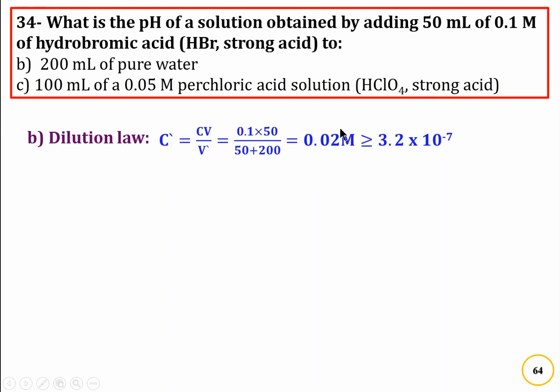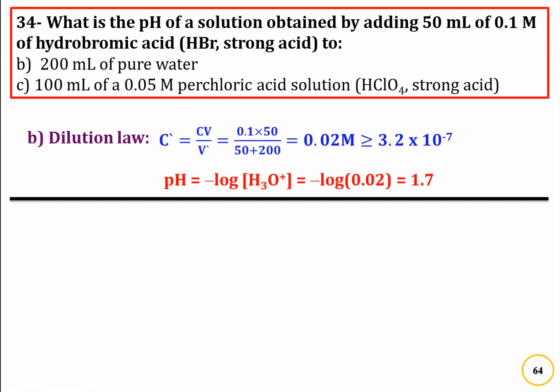So the pH of the solution depends on the condition of validity. The concentration is greater than or equal to 3.2 times 10 to the minus 7, so we apply directly the relation pH equals pC0, equals minus log [H3O+] in the solution, equals minus log C0, equals minus log 0.02, equals 1.7.